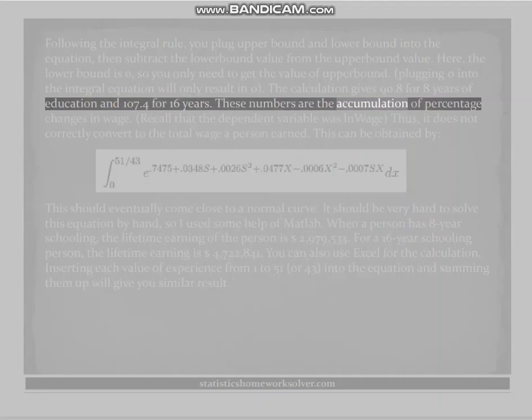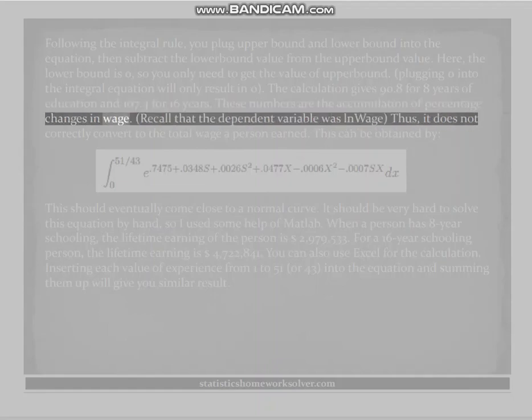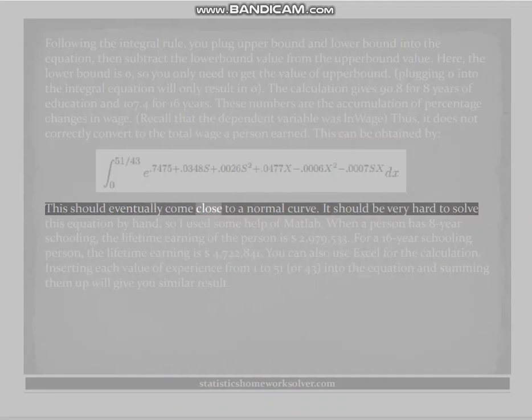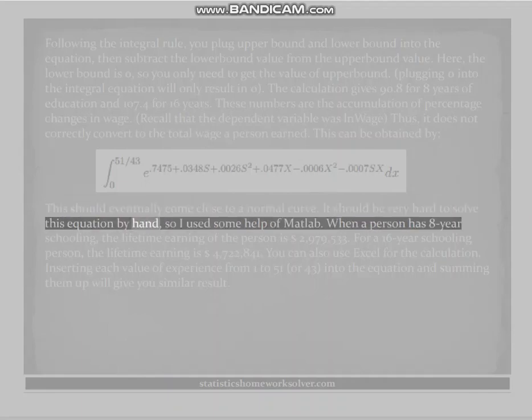These numbers are the accumulation of percentage changes in wage. Recall that the dependent variable was ln wage, thus it does not correctly convert to the total wage a person earned. This can be obtained by the following. It should be very hard to solve this equation by hand, so I used some help of MATLAB.